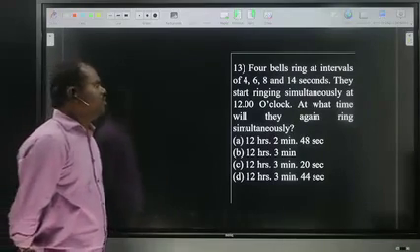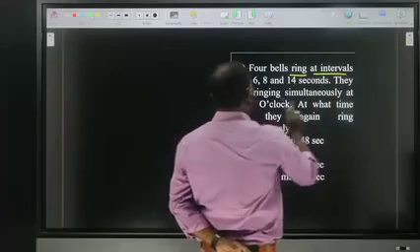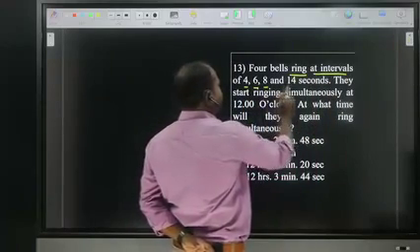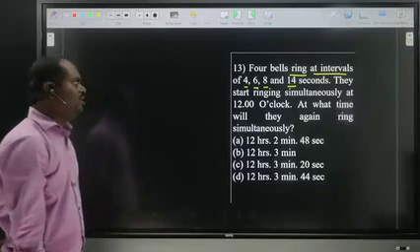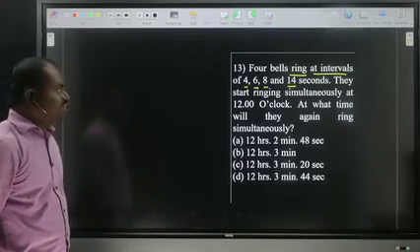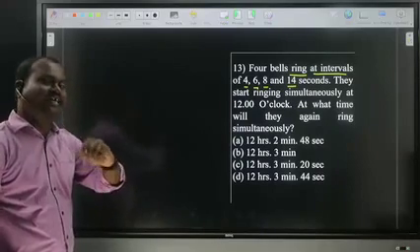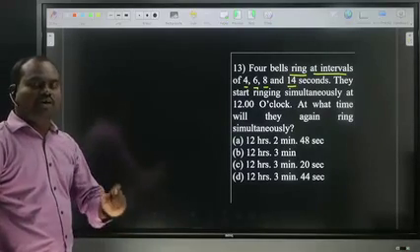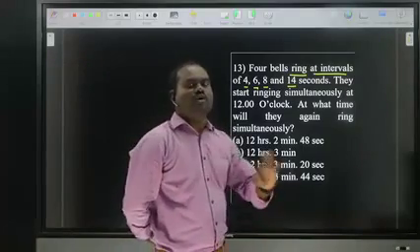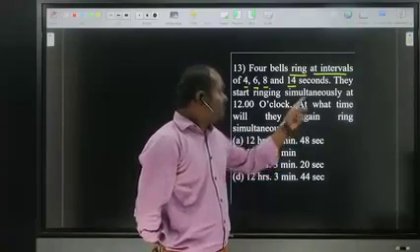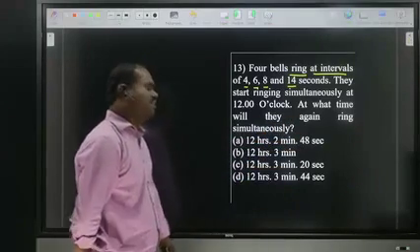Four bells ring at intervals of 4, 6, 8 and 14 seconds respectively. They start ringing simultaneously, all at a time, at 12 o'clock. At what time will they ring again together? Will they again ring simultaneously?